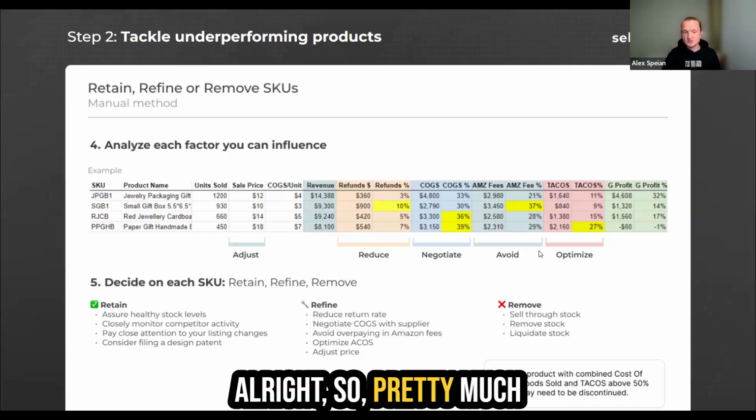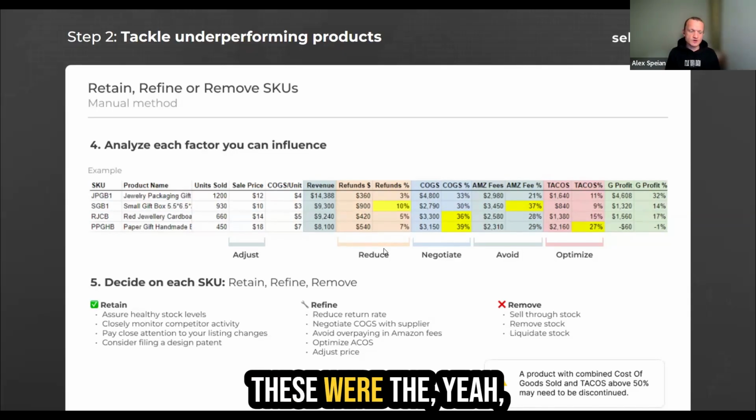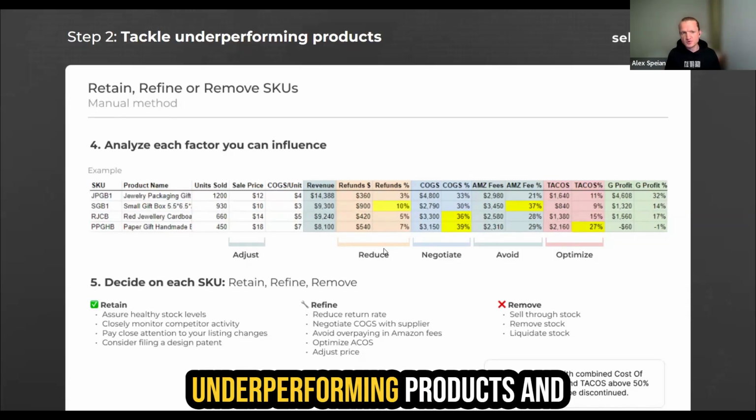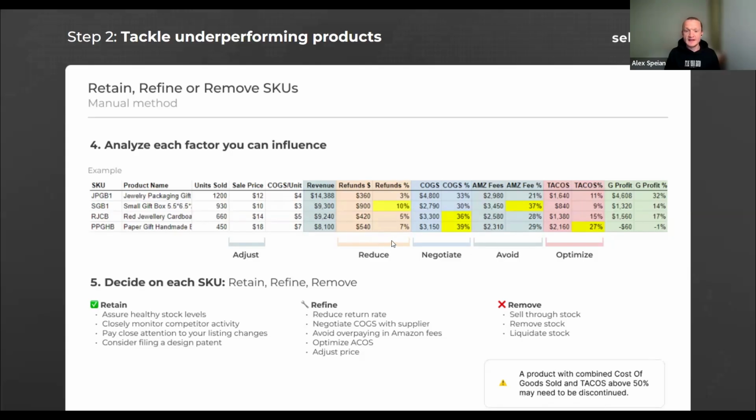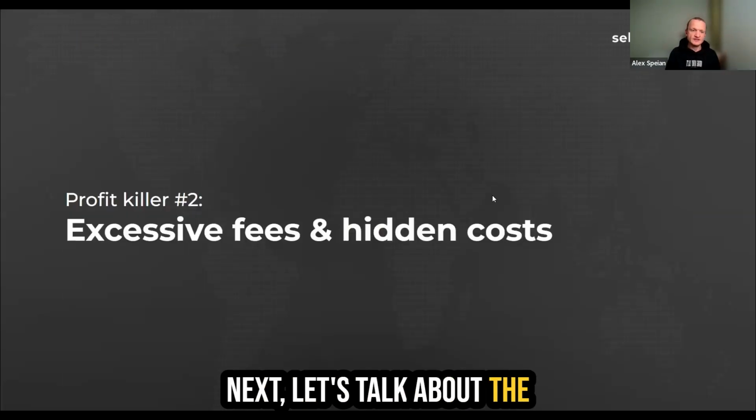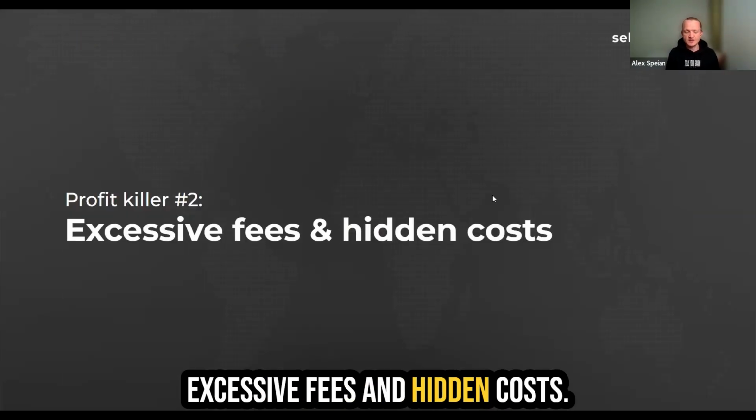All right. So pretty much this is the approach. These were the underperforming products and the retain, refine, or remove approach. Next, let's talk about the excessive fees and hidden costs.